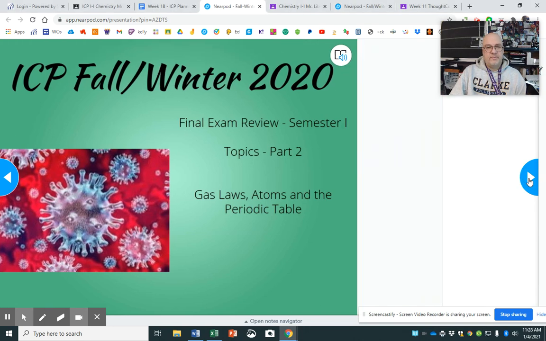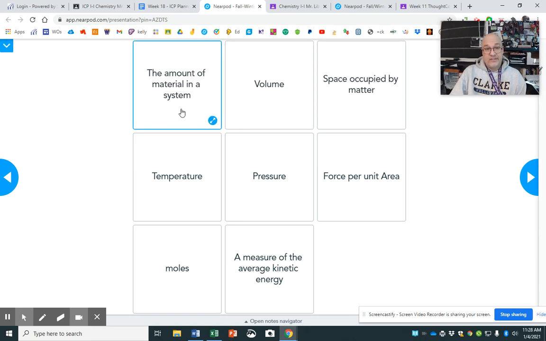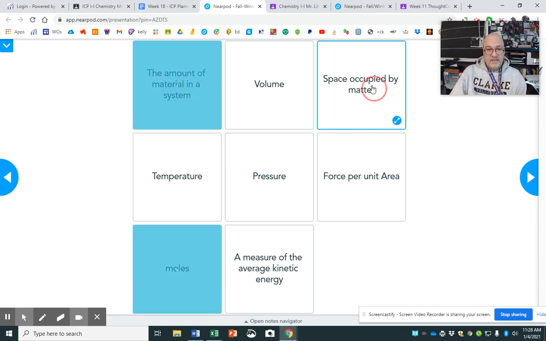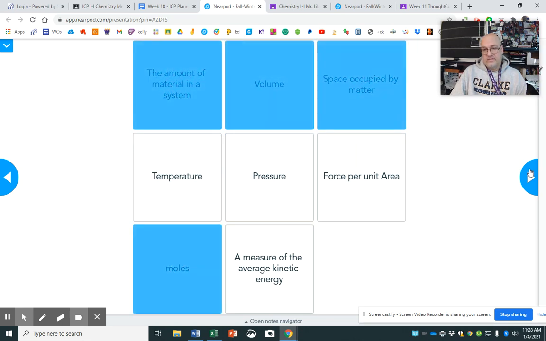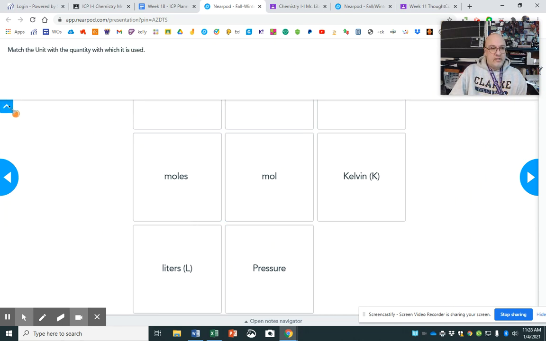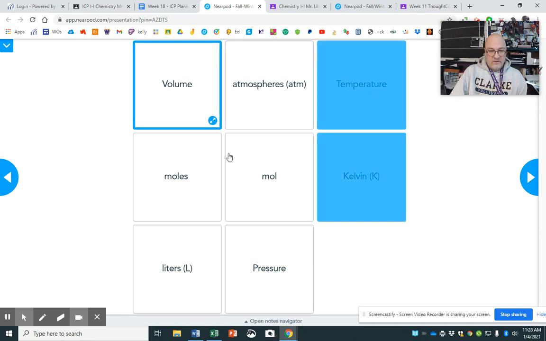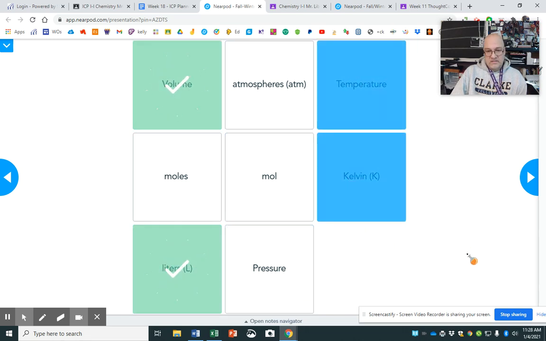So when you get to the Nearpod, it'll look like this. This is gas law terms. You have this in your notebook. The amount of material is moles, space is volume, and you can just fill all those out. Match the unit. Again, this is on that same document you have in your notebook. So for example, Kelvin is a temperature, volume is liters, and you can go through and do that.